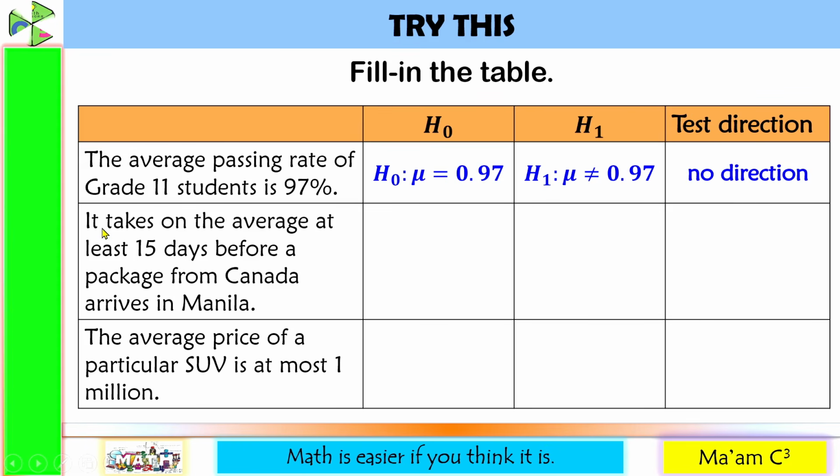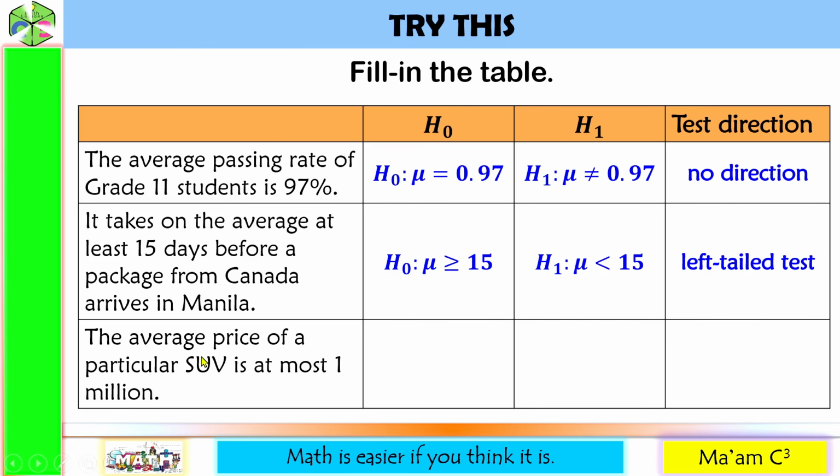Number 2, it takes on the average at least 15 days before a package from Canada arrives in Manila. The parameter here again is average, and it says here at least 15 days. When we say at least, it could be more than or equal to 15. And that will fall on our null hypothesis. So H sub 0, mu is greater than or equal to 15. The complement of greater than is less than. Since this is less than, then this is a left-tailed test.